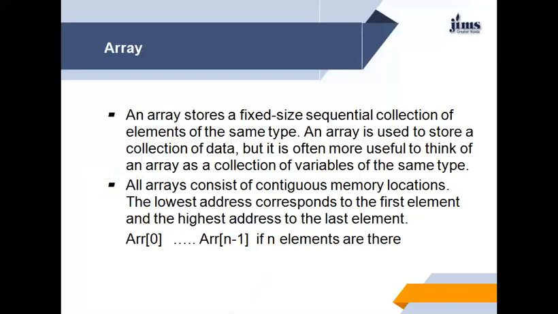All arrays consist of contiguous memory locations, meaning to say array 0, array 1, array 2, array 3, array n minus 1. All arrays consist of contiguous memory locations. The lowest address corresponds to the first element and the highest address to the last element. So we start with array 0, array 1 and so on, up to array n minus 1 if n elements are there.